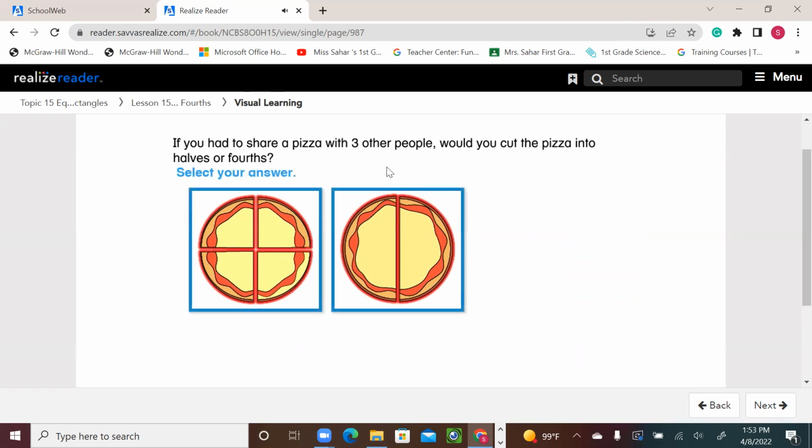Select your answer. Well, if you have to share a pizza with 3 other people, so 3 and yourself means 4. Of course, we're gonna cut the pizza into fourths, not in half. So that's the answer.